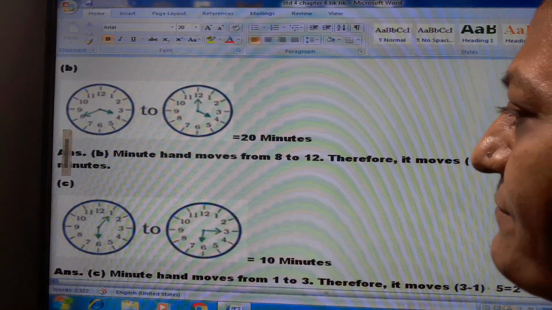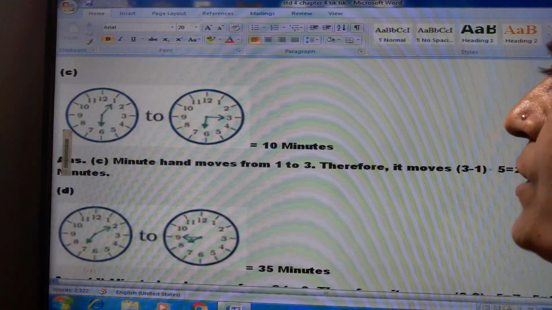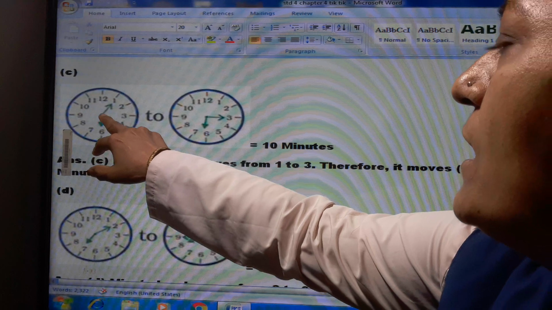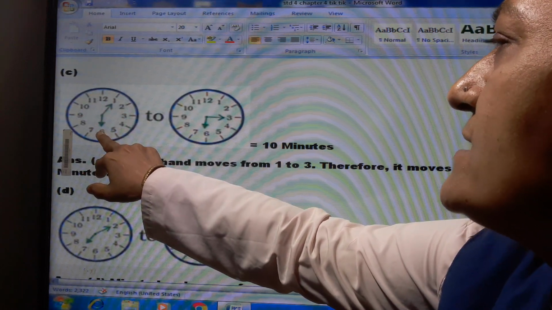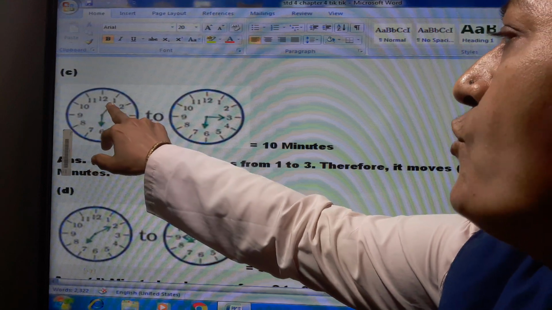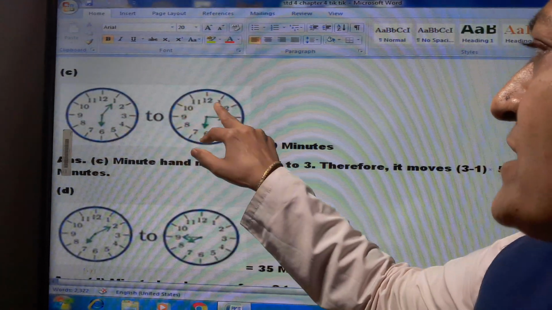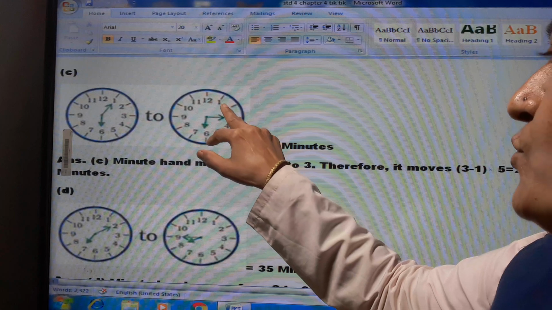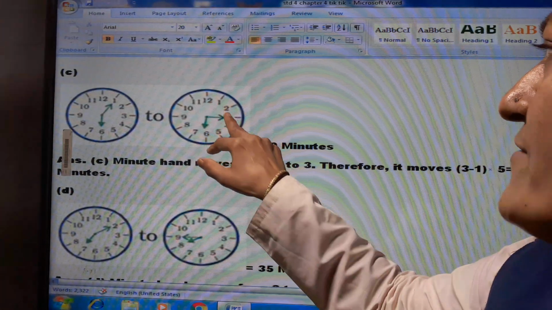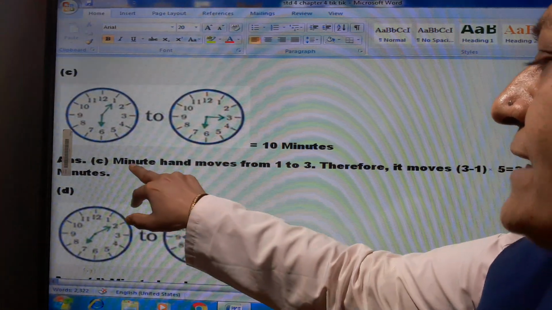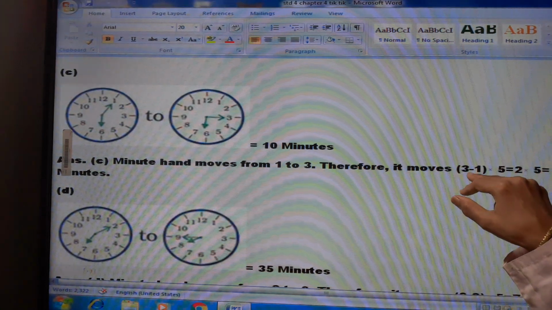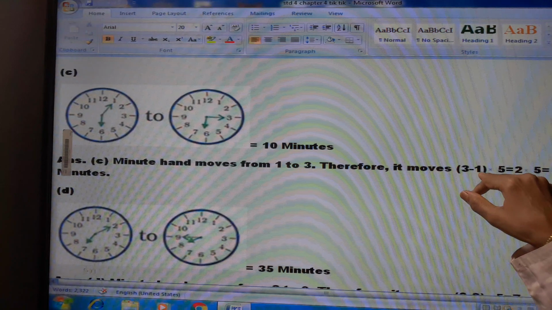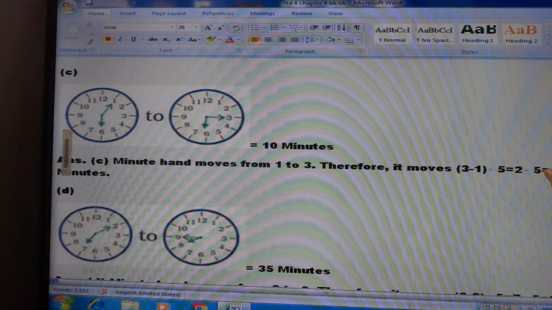So 20 minutes. Now in the third clock, the minute hand is given on 1 and the hour hand is given on 6. Now the minute hand moves from 1 to 3. So here from 1, 2 and 3 means 10 minutes. 5 and 10. So we have to write that the minute hand moves from 1 to 3. Therefore it moves 3 minus 1 is equal to 2. 2 into 5 is equal to 10 minutes.